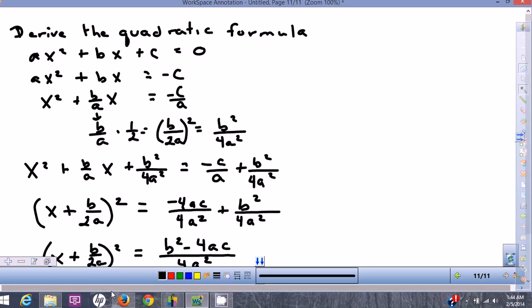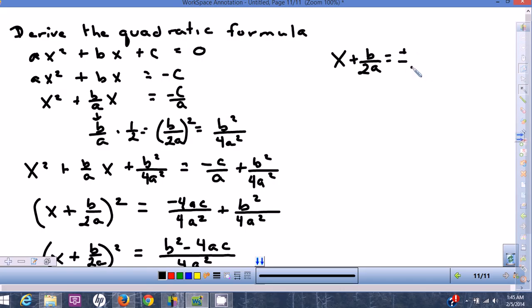Well, the next step in completing the square is to take the square root of both sides. So the square root of x plus b over 2a squared is x plus b over 2a. And when I take the square root of the other side, I get plus or minus the square root of b squared minus 4ac over 4a squared. Completing the square. The only difference is I've got a whole bunch of letters. Move your b over 2a to the other side.